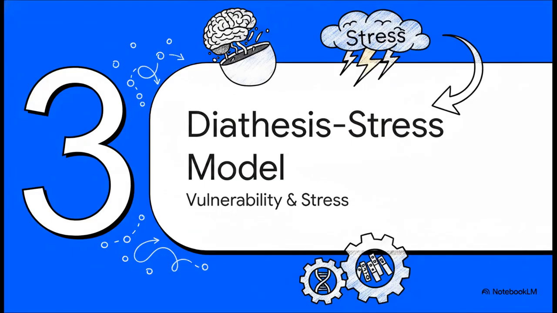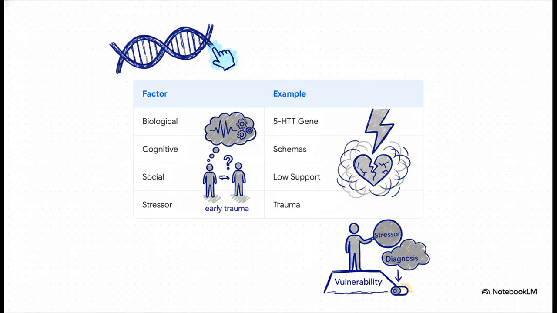Which brings us to part 3, the diathesis stress model and depression. Let's shift from the what of diagnosis to the why. Mental disorders rarely have just one simple cause. Instead, they develop through this complex interaction between underlying vulnerabilities, that's the diathesis, and active stressors. Vulnerabilities can be biological, like the 5-HTT gene, cognitive, like Beck's negative schemas, or sociocultural, like early childhood trauma. On the other side, you have the stressors, which are triggers like a sudden loss or major life events. Basically, you might have the vulnerability, but it usually takes a significant stressor to pull the trigger and activate the disorder.